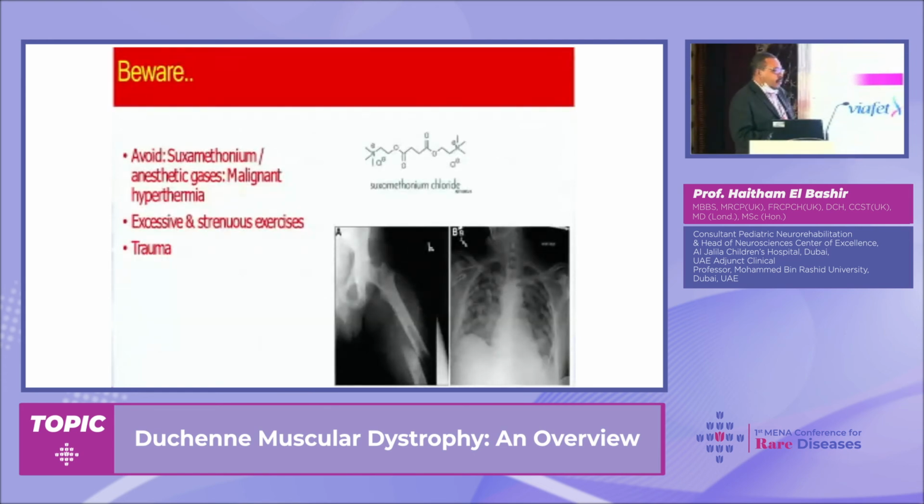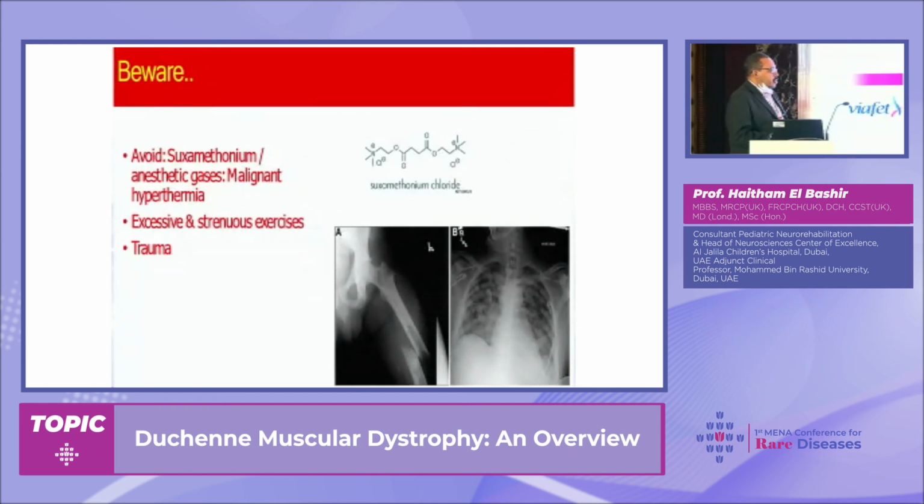You need to be aware of two main things when you have children with Duchenne muscular dystrophy. One is you need to avoid succinylcholine and anesthetic gases because they can develop malignant hyperthermia. This is not only for Duchenne, this is for many of the children with neuromuscular disorders. And avoid excessive and strenuous exercises. That's not good at all.